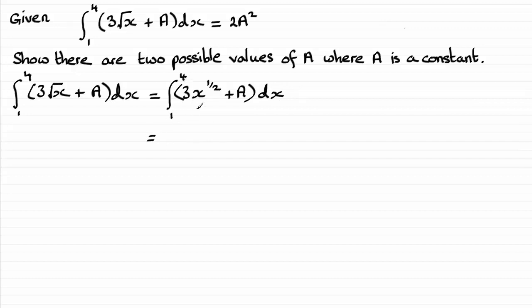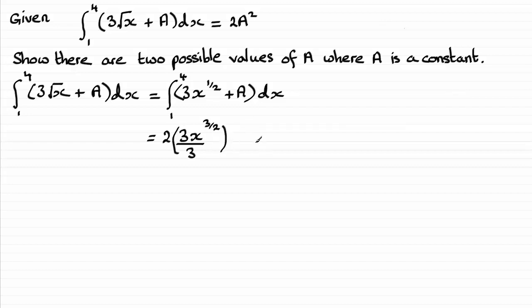So all I need to do for something like this is just add 1 to the power and divide by that new power. So we've got 3x to the power, and add 1 to that, that's going to be 1.5, which I'll just write as 3 over 2. And we divide that by 3 over 2. So just put the 3 there and put a 2 up there. Okay, I'll put that in brackets.